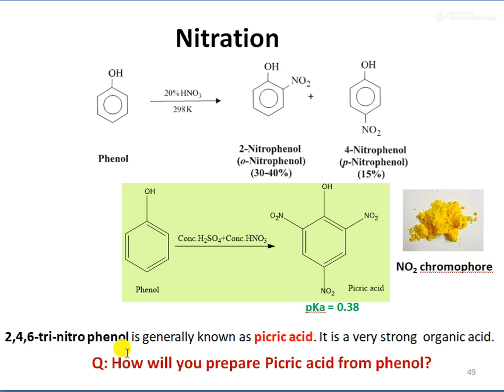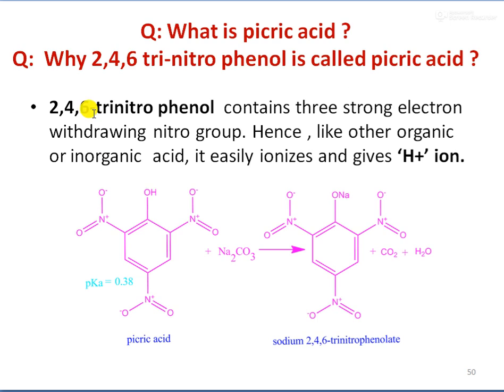And in this part you can get questions like what is picric acid, what is the structure of picric acid, and why is it a very strong acid. Okay, so we can see why this is a very strong acid. In picric acid there are 3 NO2 groups, and these 3 NO2 groups are withdrawing electron density from the OH group. As a result, the H plus ion is easily released. So this is the reason for the high acidity of picric acid.